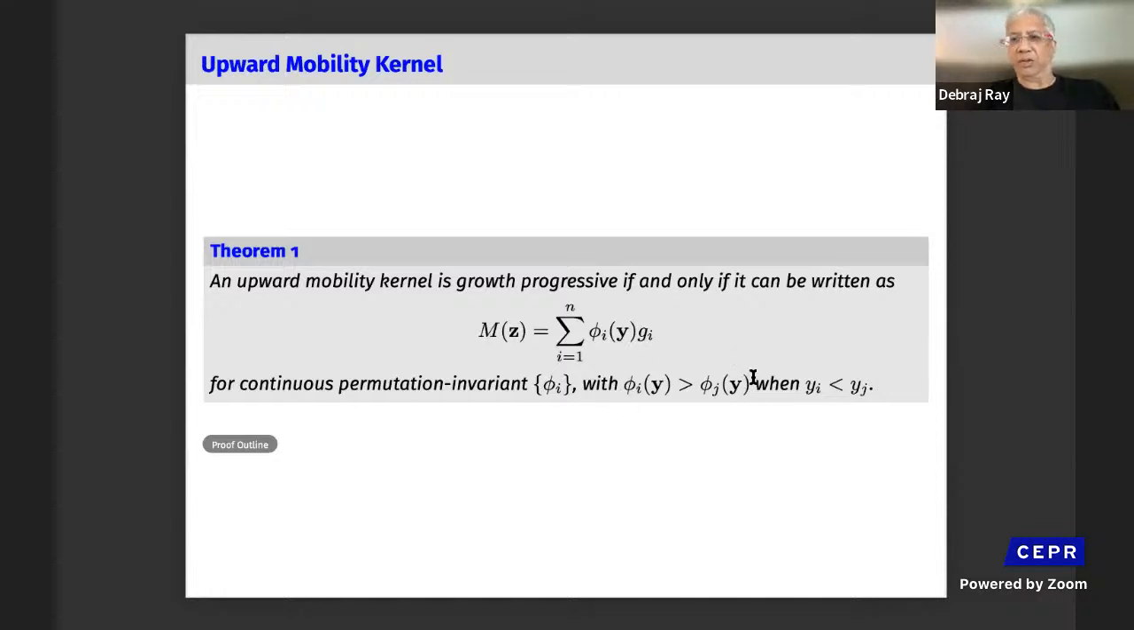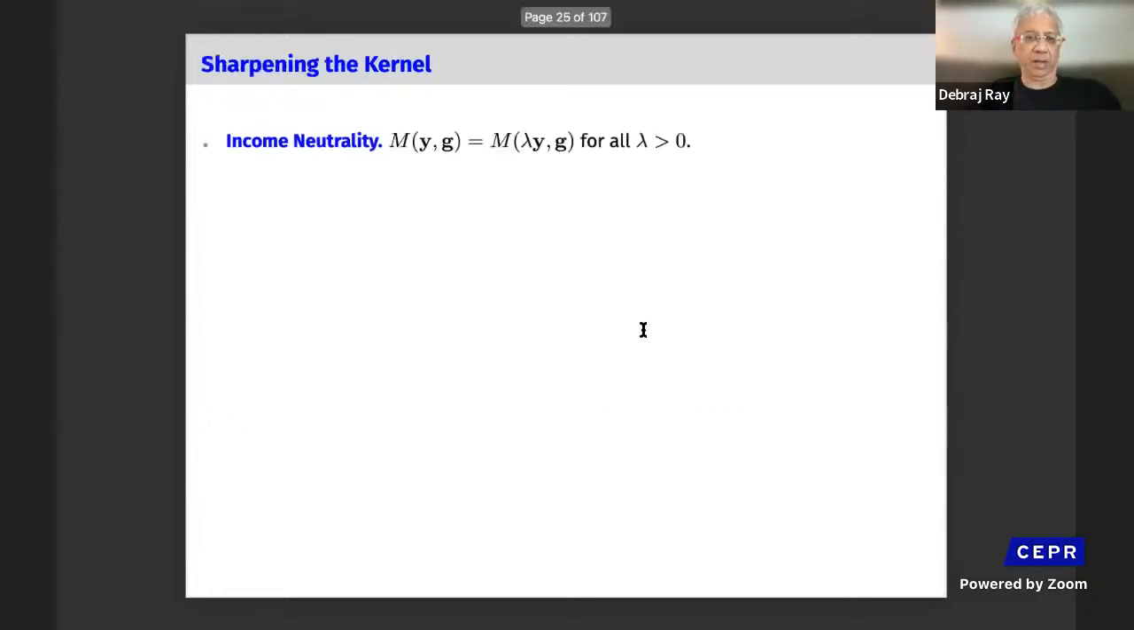This is a trivial property, right, from the axiom, which says that if person I is poorer than person J, the weight on person I has to be higher. That part of it is obvious. But what's not obvious is that the mobility measure has to be linear in everybody's growth rate. You cannot write down a wavy mobility measure and retain the growth progressivity axiom. So I'll come back to that issue later if you have questions.